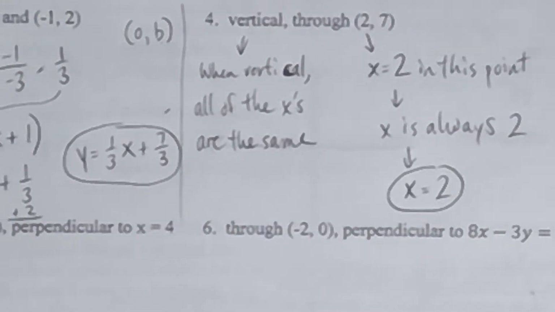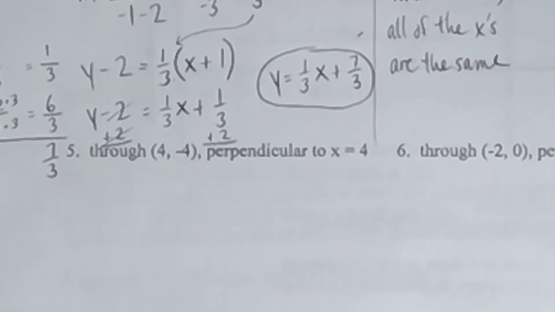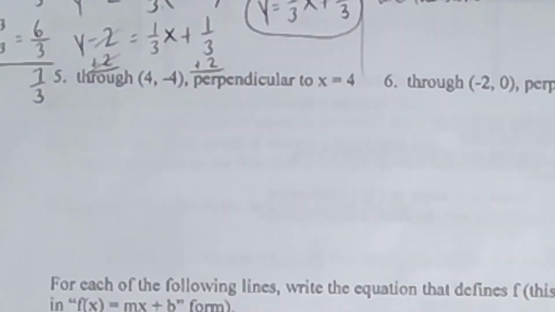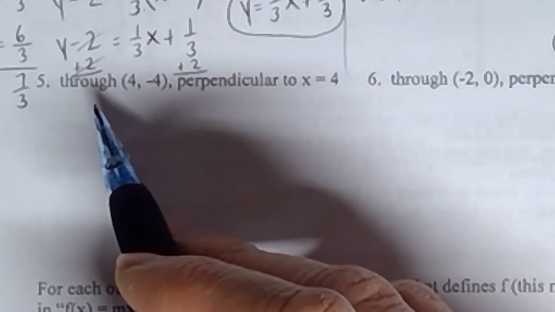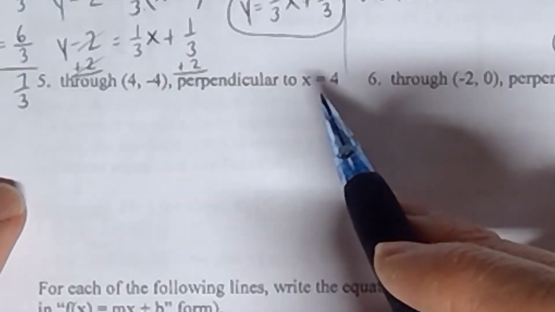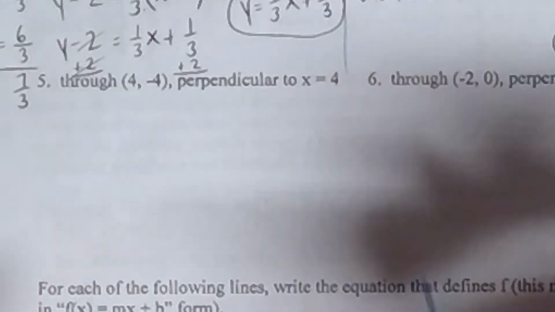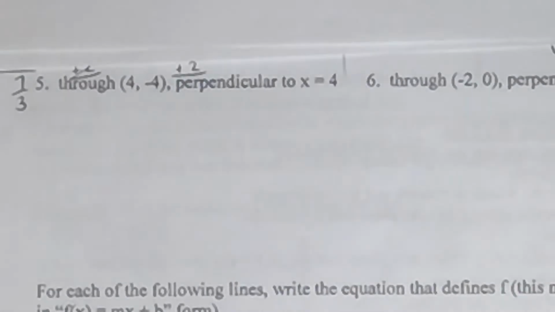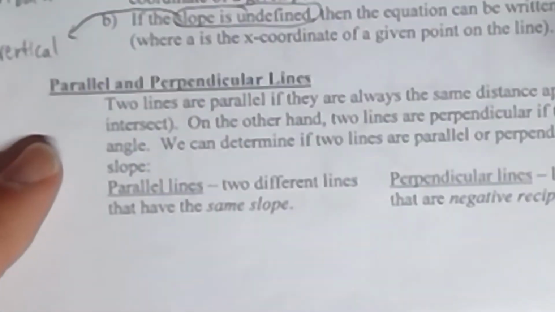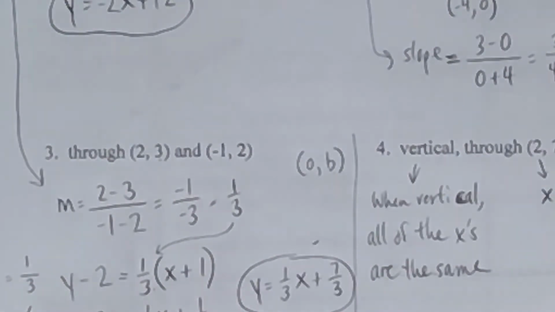Now, in number 5 right here, it says, again, it gives you a point that the line goes through. That's what through means. The line goes through that. But it's perpendicular to x equal to 4. Now we need to talk about perpendicular for just a moment. This is on the bottom part of the front side of your worksheet. Let me set things up here for you, so that we can see it more easily side by side. There we go.